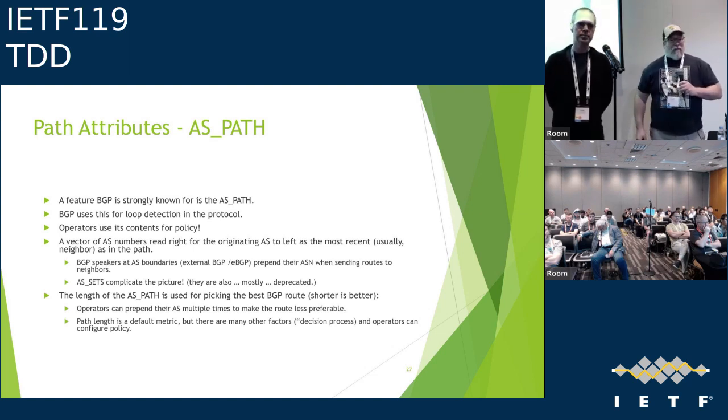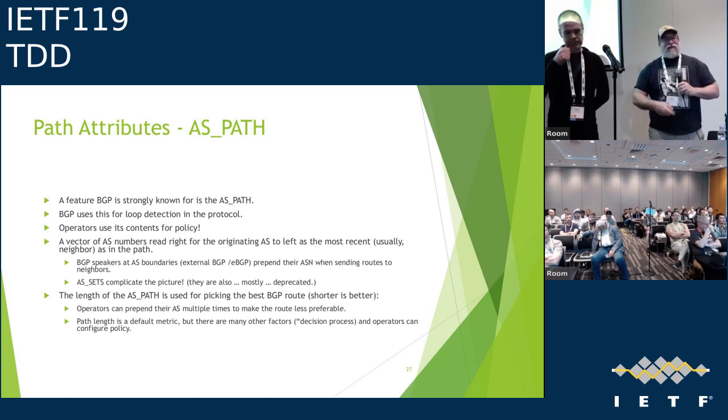One of the things that's complicated about this as a feature is that it's actually more than one thing. An AS path can contain multiple types. We have sequences, and we have AS sets, which is mostly deprecated. We'll chat about that a little bit later.